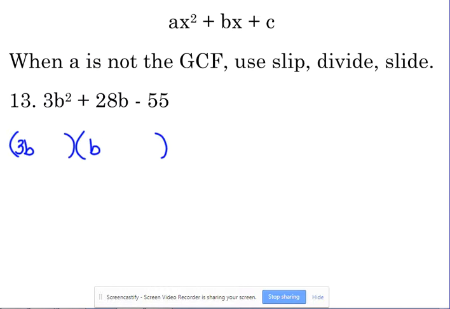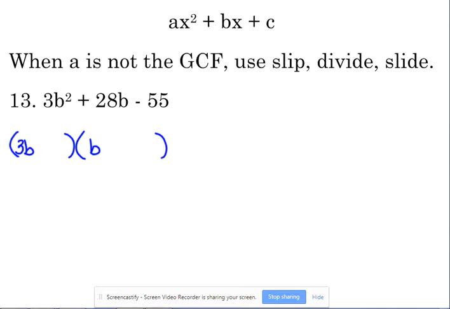Now I have to look at factors of 55 that multiply to give me 55, and they're going to add to give me 28. But it's not the numbers themselves that are going to add to give me 28. The 28, that term in the middle, is a result of adding the outside multiplication and the inside multiplication. So notice when I multiply these outside numbers, one of them is getting multiplied by 3.